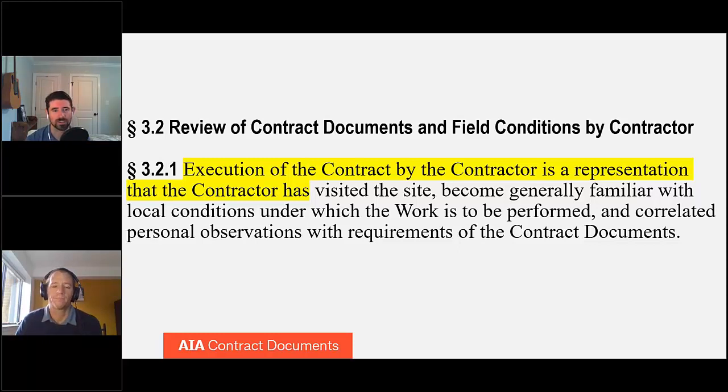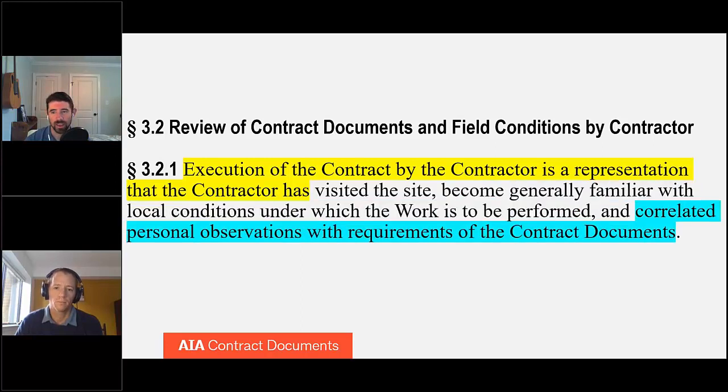So it's a representation that the contractor has already visited the site, become generally familiar with local conditions under which the work is to be performed, and correlated personal observations with the requirements of the contract documents. Now, those are the three obligations, the three representations that the contractor makes when it signs and executes the contract.